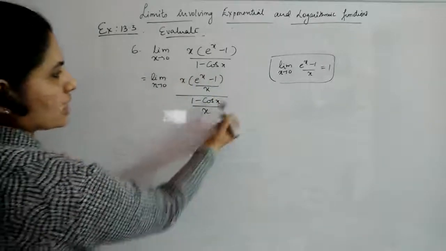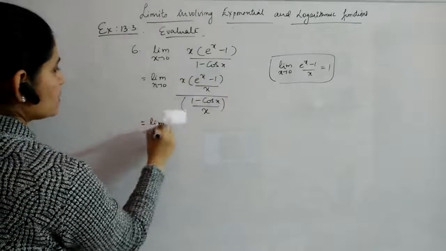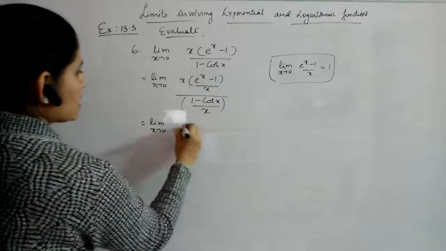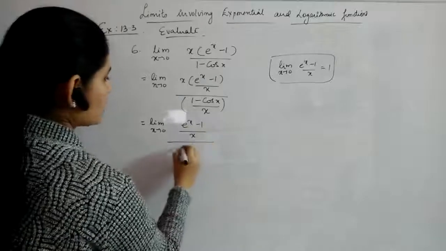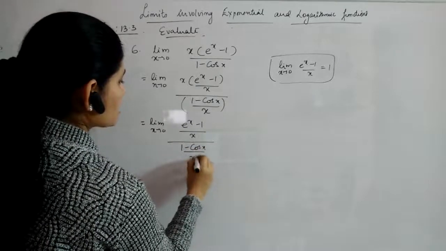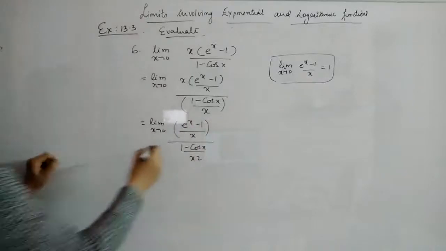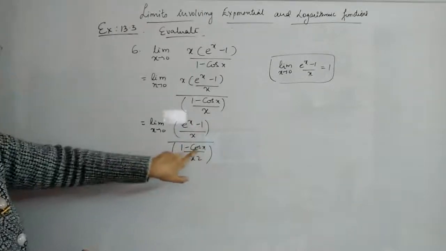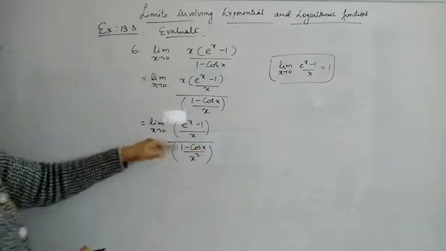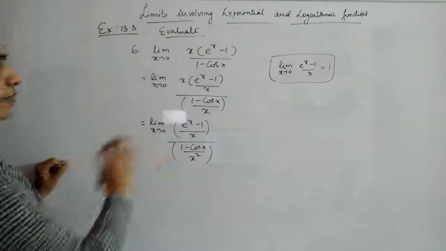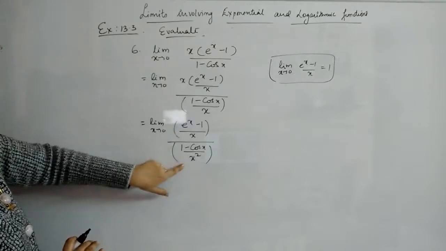This x into this x will give you x square, and this taken together. Okay, so this becomes limit x tends to 0, (e raised to x minus 1) by x, whole divided by (1 minus cos x) by x square. Okay, this is clear? Now we are just changing this 1 minus cos x, because we don't have any property to apply directly here, so we are just making it in a way that we can apply the limit for both the things. Okay, this thing is giving you 1, but what about this? We have to change this.